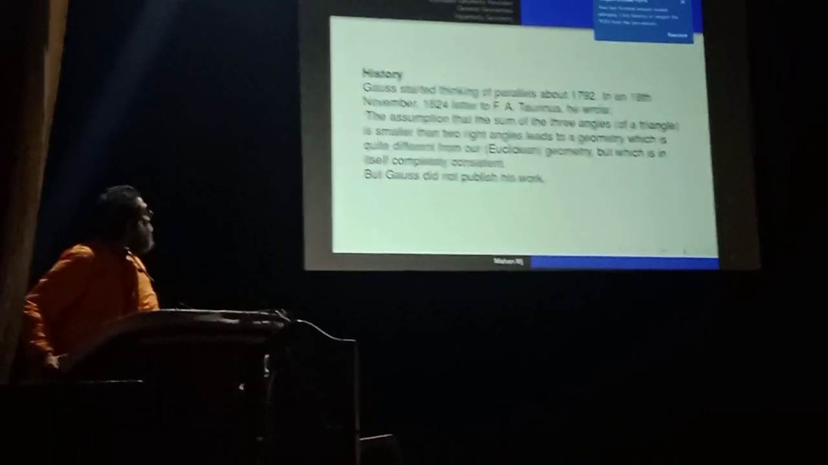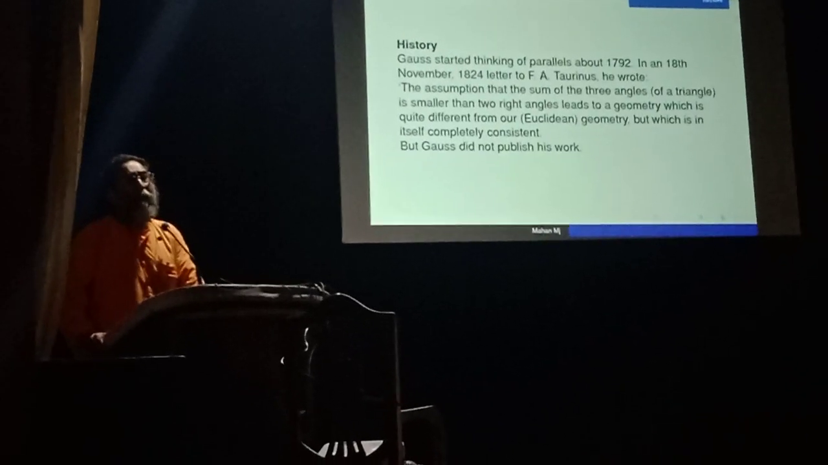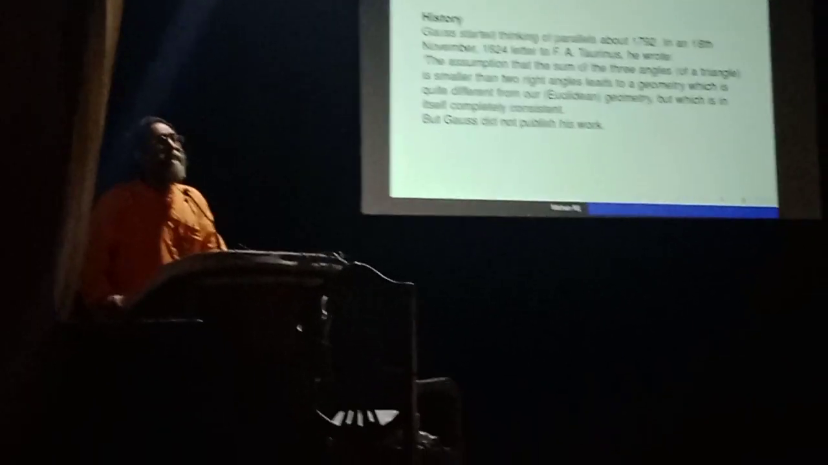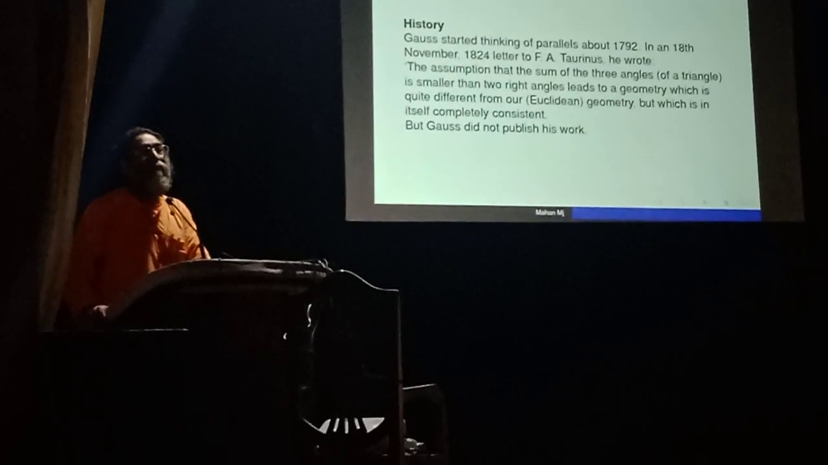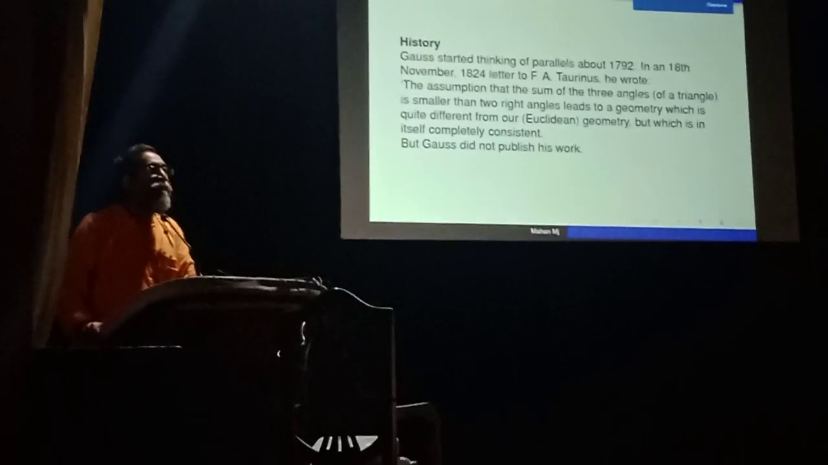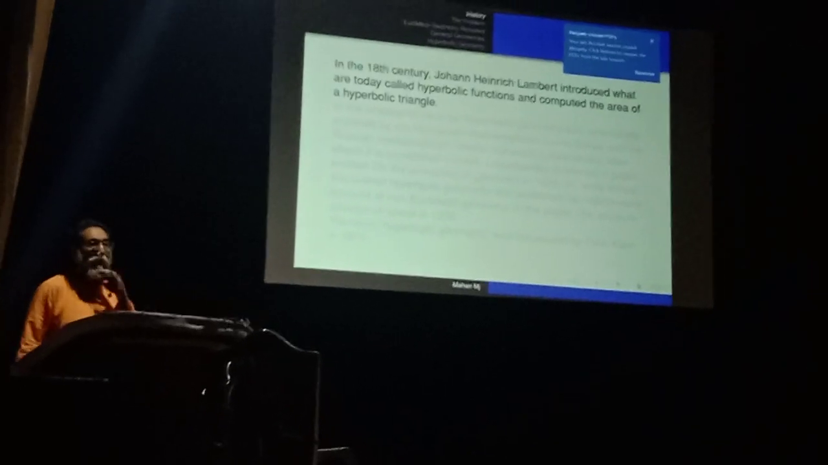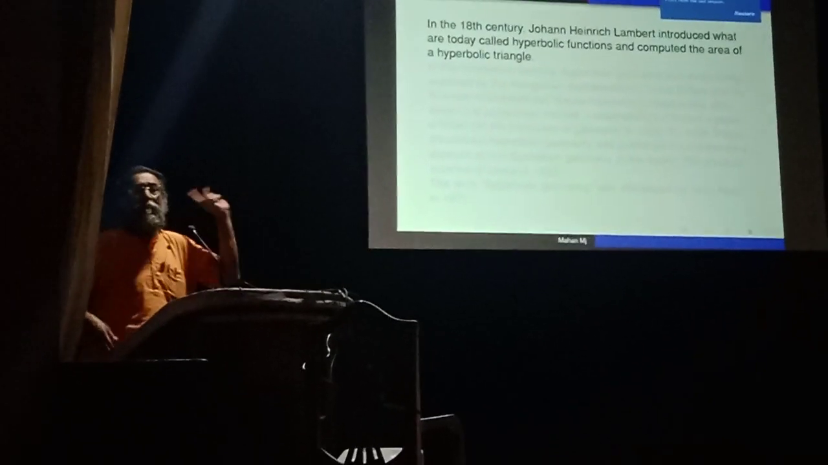Even around the 18th century, you might have heard of hyperbolic sine, hyperbolic cosine, cosh, sinh, and so on. We start off with sine, cos, tan when we learn trigonometry, but that's basically because we think we live in Euclidean space. So the natural trigonometry is done through sine, cos, tan. But there are hyperbolic analogs of this also, and in the 18th century, somebody called Lambert introduced the hyperbolic sine, cosine, tangent, and these were used to compute areas of what is called a hyperbolic triangle, a triangle in the geometry that Gauss discovered.